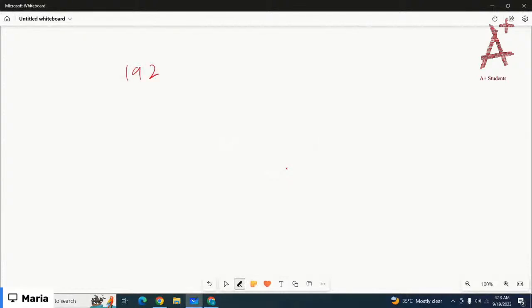192 plus the missing number and the sum equals 363. So how do you find the missing number? That is exactly the same as we just did, right? You are given the sum and one of the numbers. You can find the other one by subtracting the given number out of the sum. So when you subtract, which is the correct option?